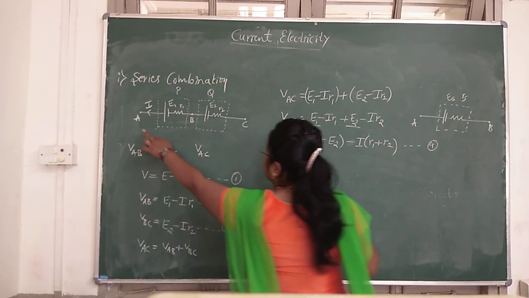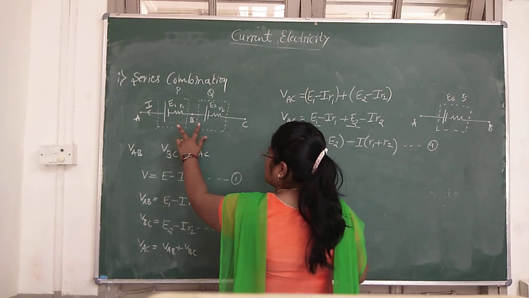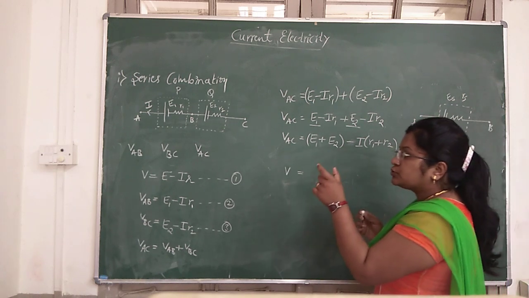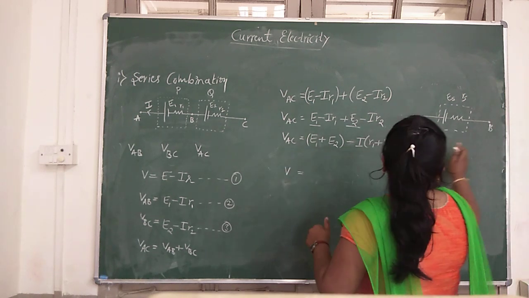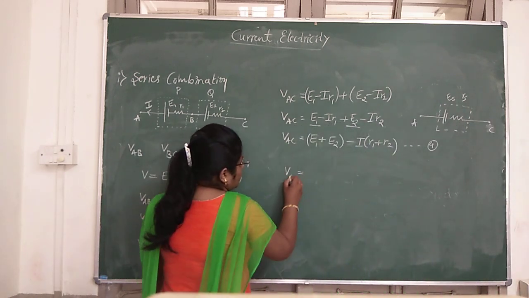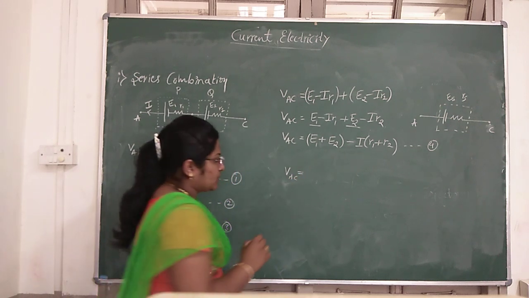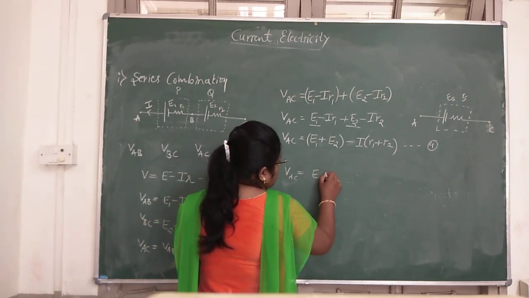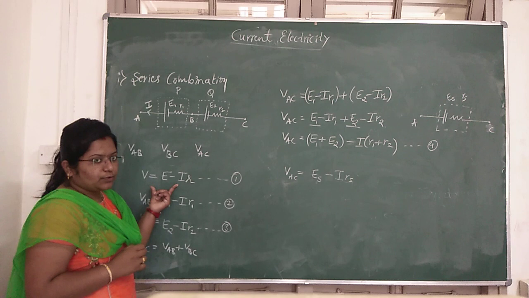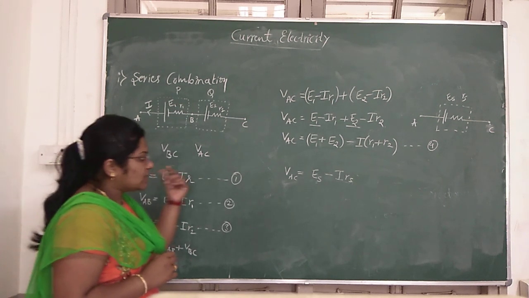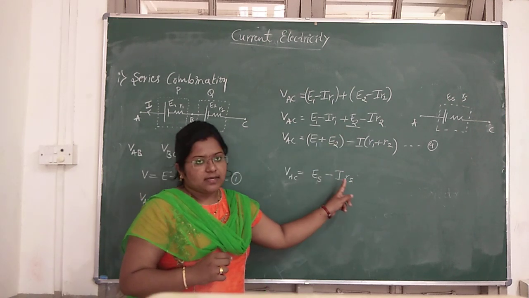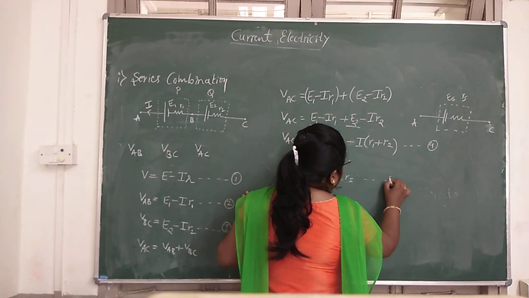VAC only, na? Because here we are using these two cells between the points A and C. So that effective cell also should be between the points A and C, na? So can we write VAC is equal to ES minus IRS, because you know the relation is V is equal to E minus IR. Hence here we are using the effective EMF and effective internal resistance, ES minus IRS. Call this as equation number 5.